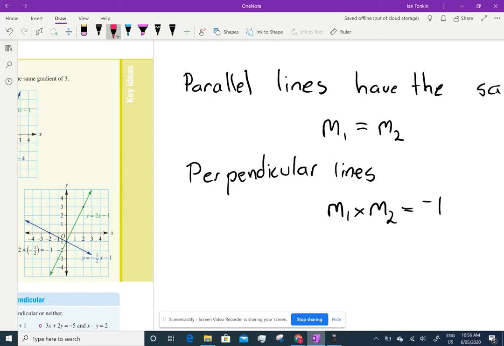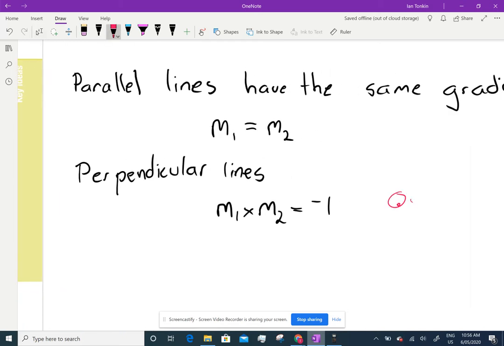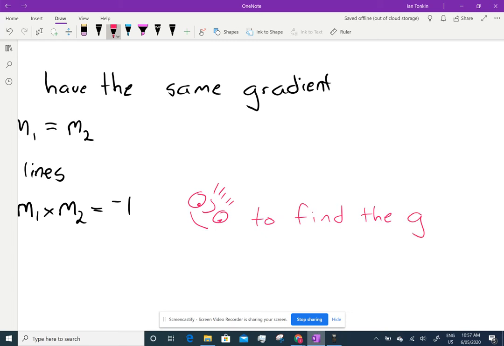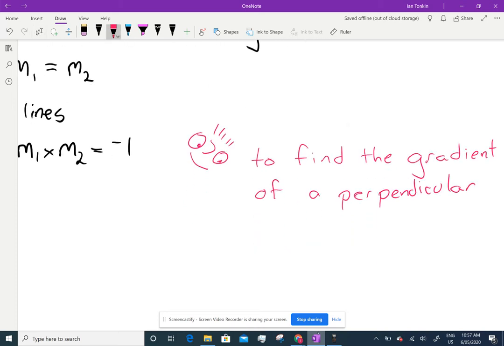To find, you haven't seen one of these in a while, to find the gradient of a perpendicular line, so if you're given a gradient and asked to find the perpendicular line, to find the gradient of a perpendicular, you just take the negative reciprocal.